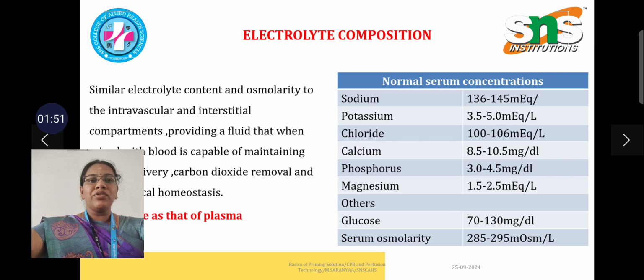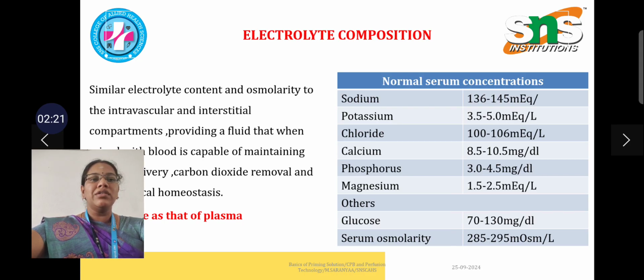Electrolyte composition. The electrolyte composition of a priming solution should match that of plasma. It provides a fluid that should be capable of mixing with the blood to carry oxygen, remove carbon dioxide and maintain environmental homeostasis. Normal serum concentrations should be noted for sodium, potassium, chloride, calcium, phosphorus, magnesium, glucose and serum osmolarity. These concentrations have to be matched in the priming solution we are using.